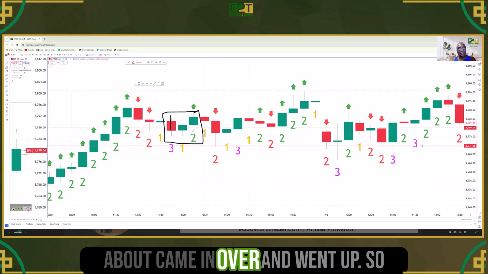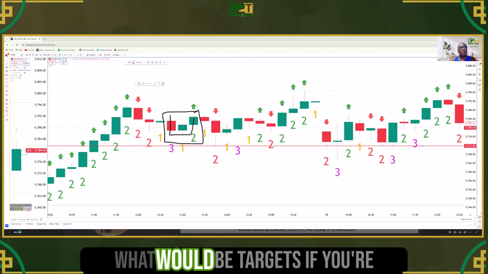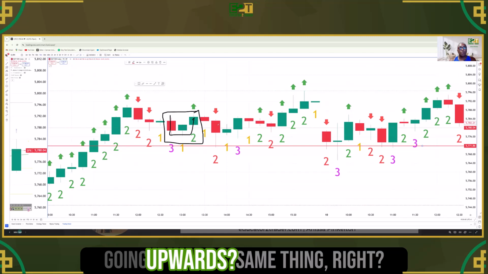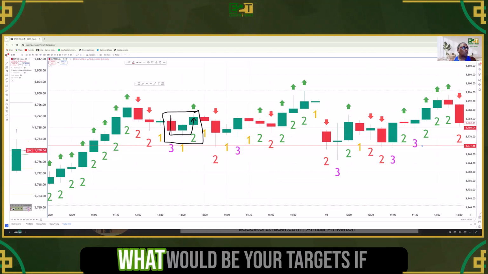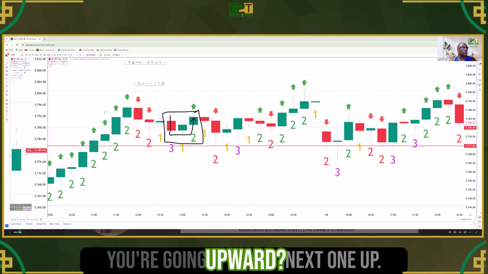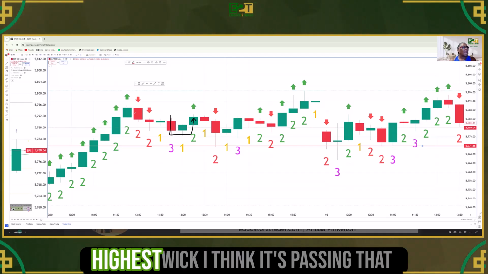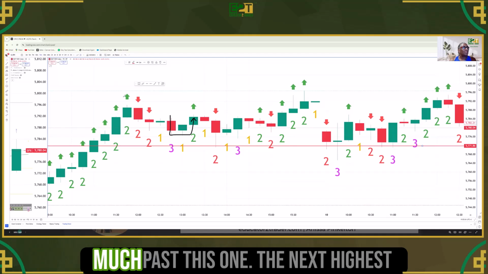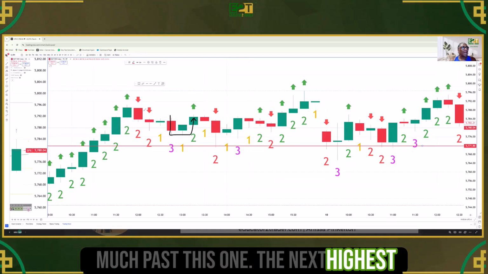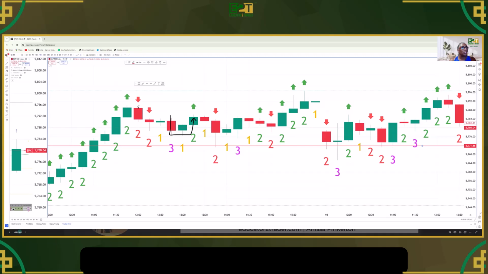Came in, over, and went up. So what would be targets if you're going upwards? Same thing, right? What would be your targets if you're going upwards? Next one up, the next target up would be the next highest wick. I think that one's past this one. The next highest wick would be this one.